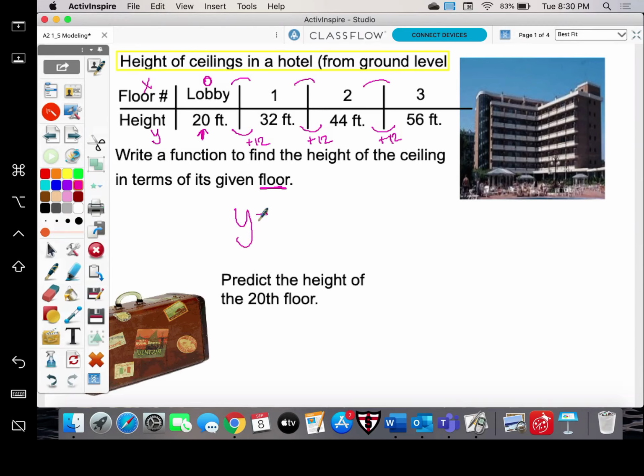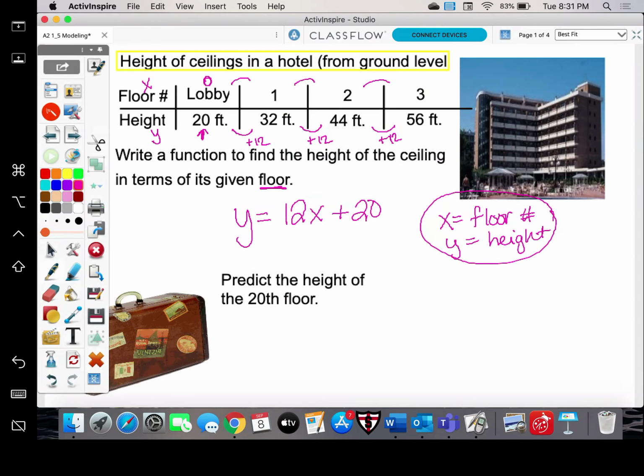So an equation could be y equals 12x, because it's our slope, plus 20. Okay, and this is if I use x as the floor number and y as the height above the ground.